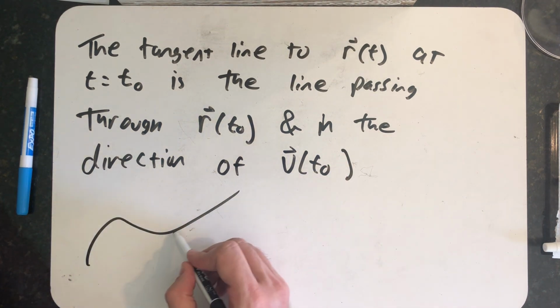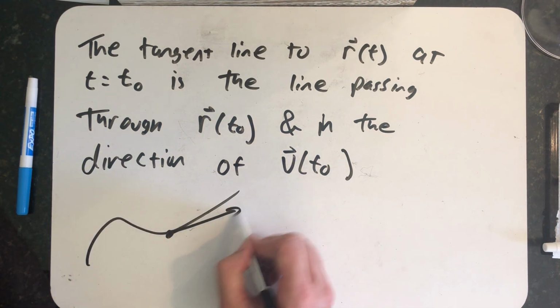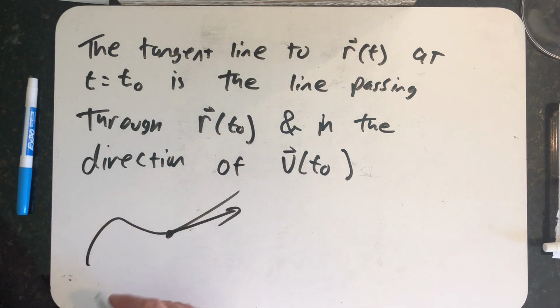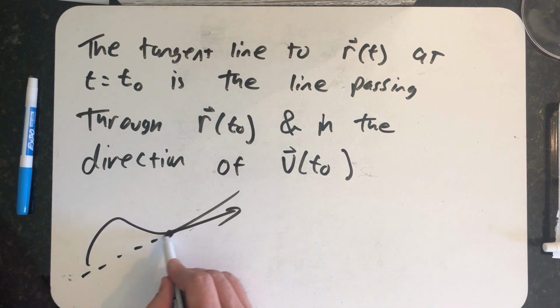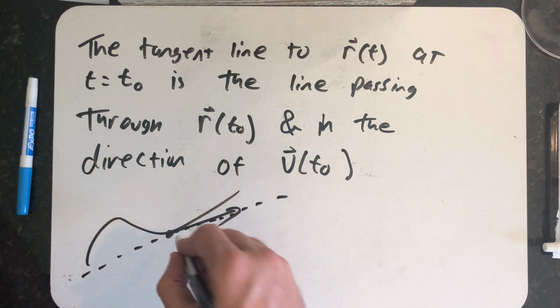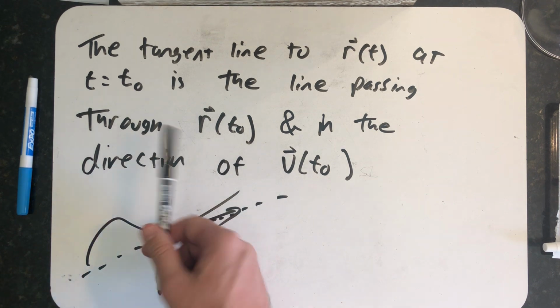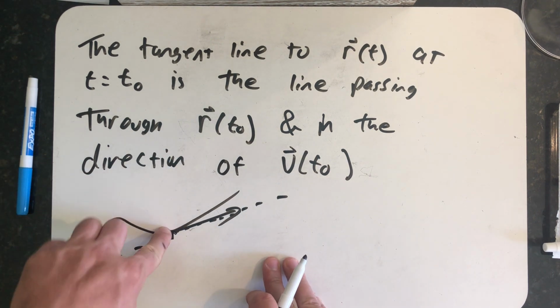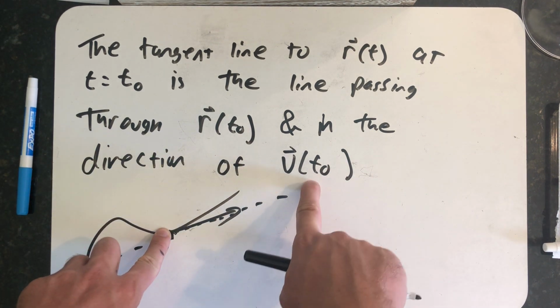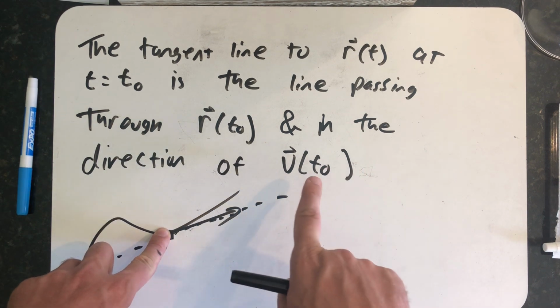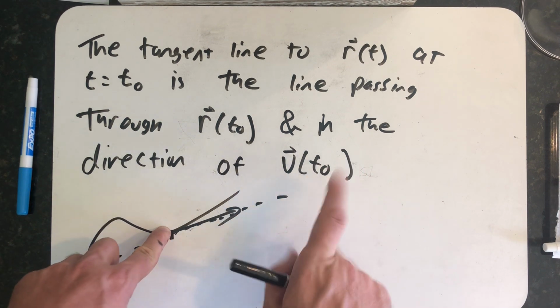Right? If I think about my curve, my velocity vector is pointing in that direction tangent to the curve. So to find the tangent line, I want a line that's parallel to that vector that touches the terminal point of r of t naught. And so we could even find tangent lines just by evaluating the position function to find a point on the graph, and then knowing that my velocity vector is parallel to that line.